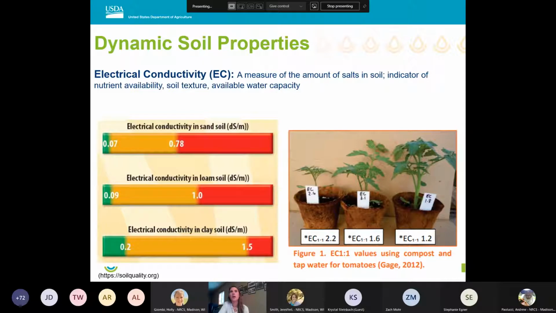So on that picture to the right, you can see that as you have a higher soil salinity, it affects crop yield. I believe those are tomato plants. So it's something to consider. I think it's more an indirect measure of other soil properties. It's really easy to measure in the field.